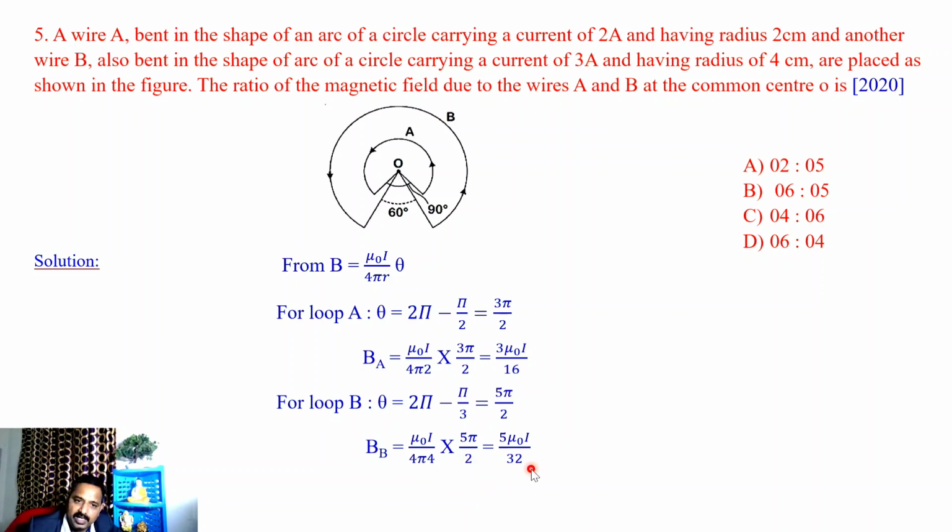Now we have to find the ratio of magnetic field due to wires A and B. That is BA is to BB, where I got BA as 3 mu naught I by 16 and BB as 5 mu naught I by 32. That gives 6:5. So if you check the options, option B is the answer.